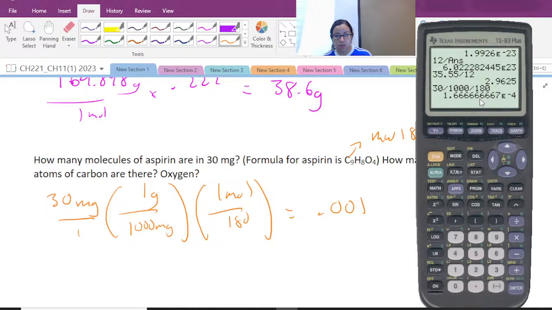I think I have a different answer. Oh, you know what? I did do something wrong. I had it in my calculator as dividing 180 instead of 30. That's a calculator error. Yeah, it is. Not that, it's 1.6.